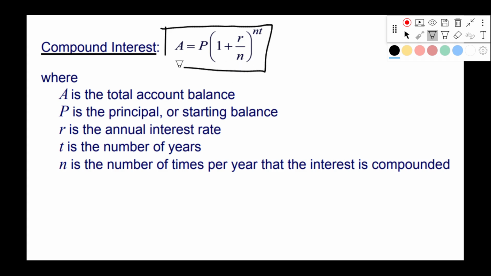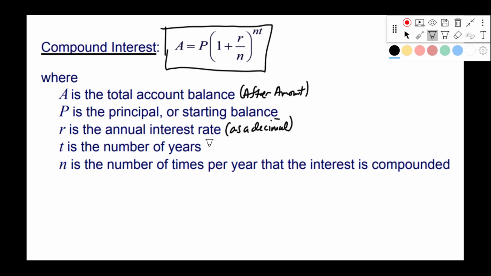A equals P times 1 plus r over n to the nt power. Let's talk about what all these variables mean, and then we'll talk about what we're doing. So A is the total account balance, or I like to call it the after amount. A is the after amount. So after you get the interest in there, how much do you have? P is the principal. That's the money you put into your account. R is the annual interest rate as a decimal. You can only do these problems with the interest rate as a decimal.